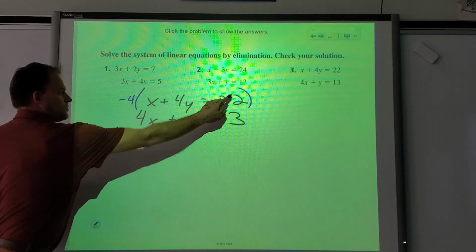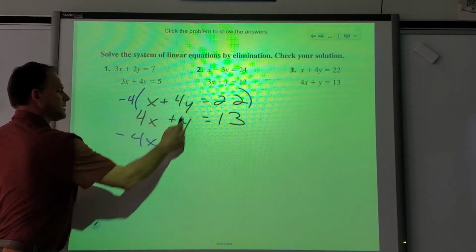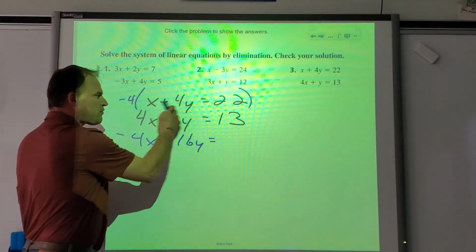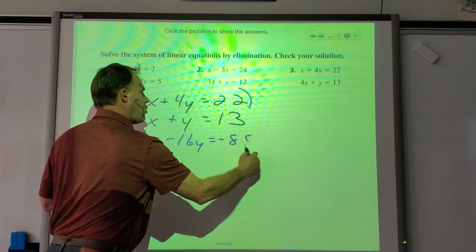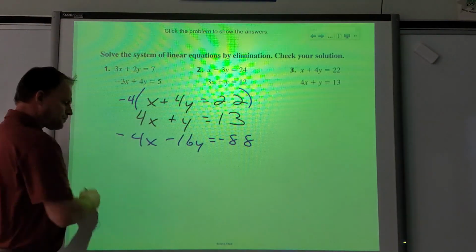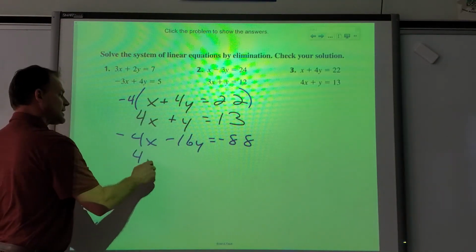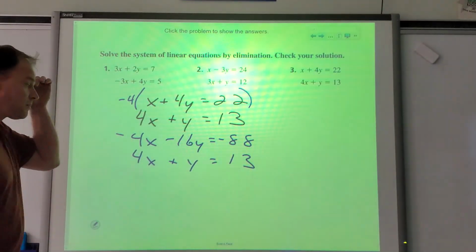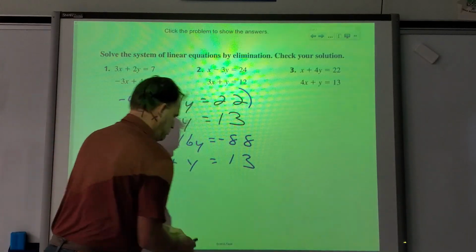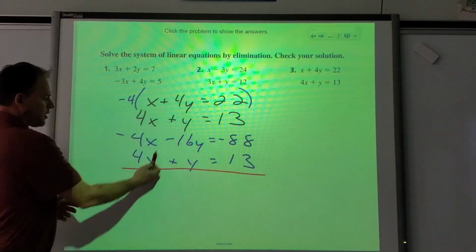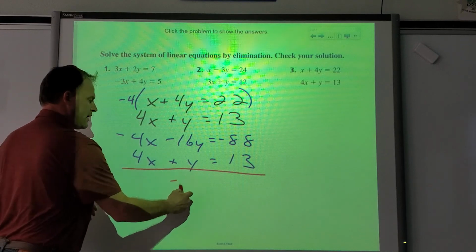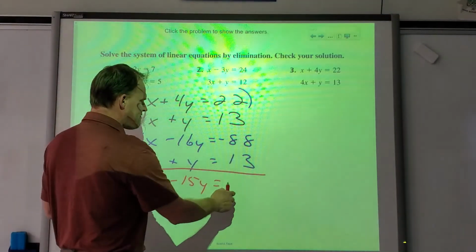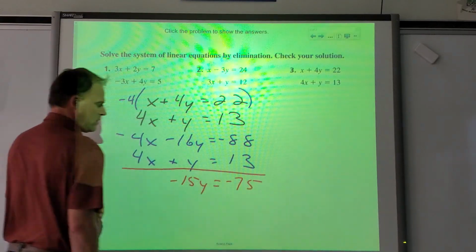Do the math. Distribute. Don't forget to multiply all of these. A lot of people forgot to go over. This whole thing's being distributed here. I didn't touch the second equation, so don't touch the second equation. Okay? Now, add vertically. 0, gone. Negative 15y. 88 minus 13 is 75. Negative 75. Divide.